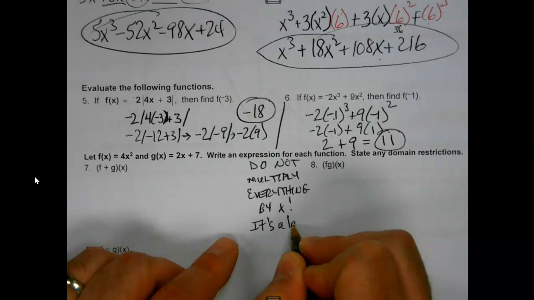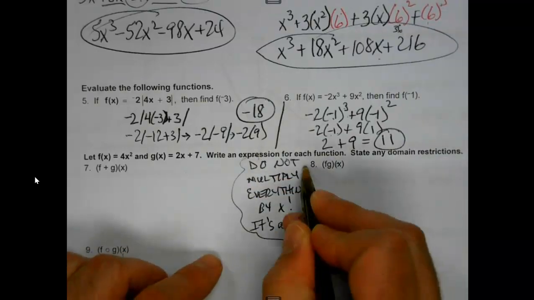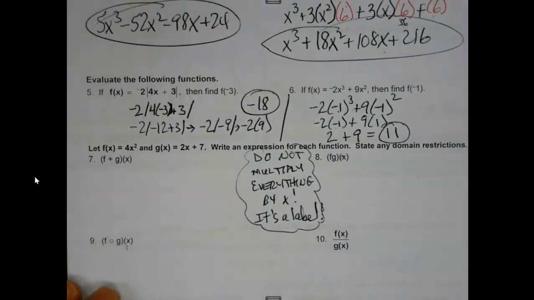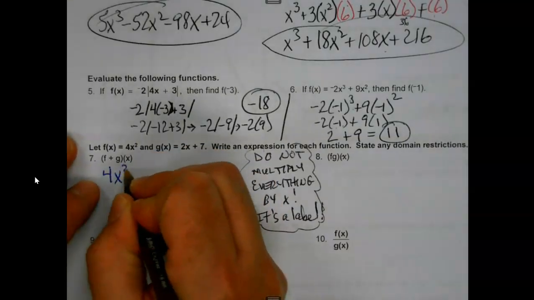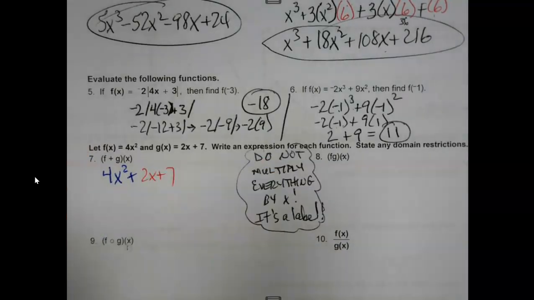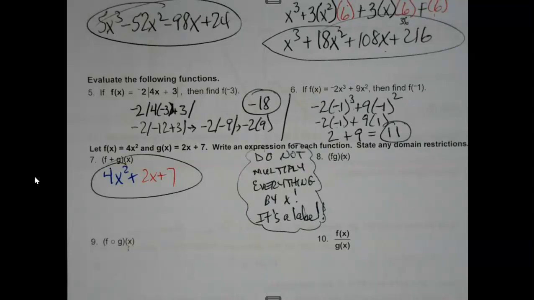It's a label. Okay, now that we went over that a few times, now we can actually get down to business. So, f plus g of x just means I'm going to take my f function, and I'm going to add my g function to it. Hardy, there's nothing I can put together. You're right. You're done. There it is. So not bad, not bad, not bad.